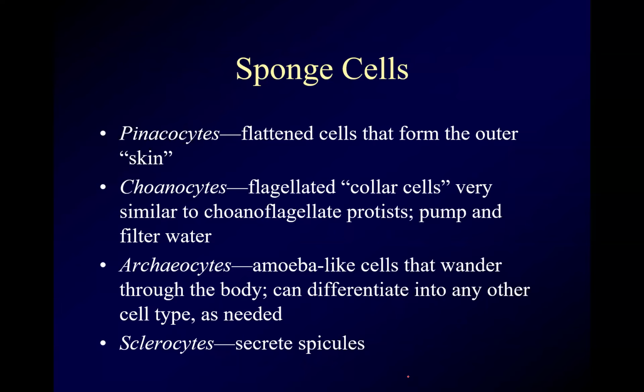Choanocytes, when they phagocytose, will pass on food particles to these amoeba-like cells called archaeocytes. Archaeocytes will just wander through the body and they can differentiate into any other cell type that's needed. So if there's damage to a sponge, the archaeocytes can come wandering to the damaged spot and transform into other cells, which enables the sponge to regenerate. And they can do this quite well. Sponges are generally very good at regeneration.